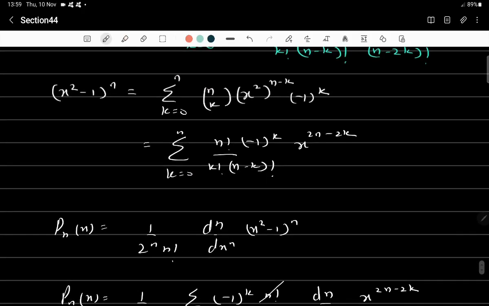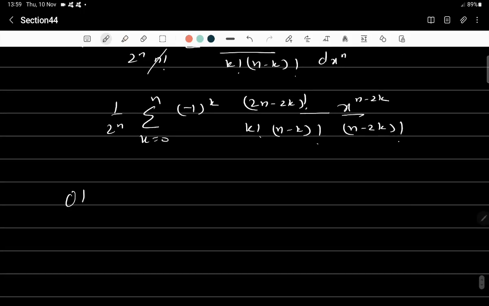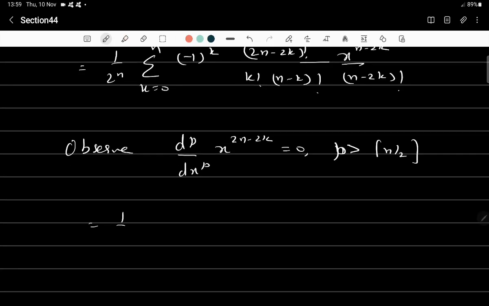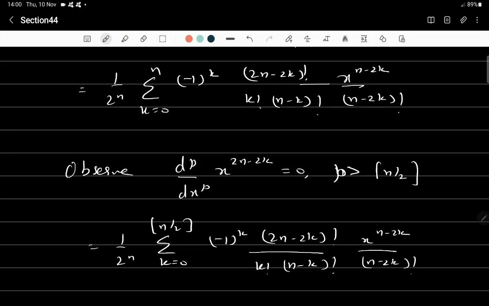Yes, but I need k from 0 to n by 2 instead of k from 0 to n. Now one quick observation is, observe d^p/dx^p of x^(2n−2k) is equal to 0 when p is greater than 2n − 2k. Very quick observation. After half of the terms, the remaining terms would be 0, and that's why there is no harm in writing k from 0 to n by 2, (−1)^k (2n − 2k) factorial over k factorial (n − k) factorial (n − 2k) factorial.